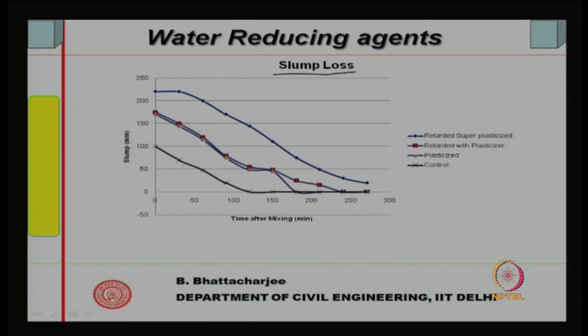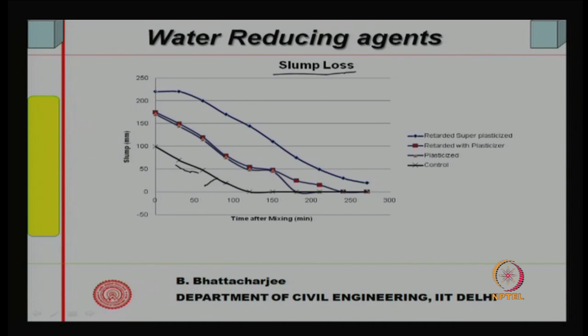So, setting time of the concrete here is important. Supposing you have control, this is your control concrete without anything. Here is the slump, and this slump became practically 0 after, let us say, some time, say 100 or 120 minutes after mixing. Now, you have plasticized one, that is this line. Initially it is high, and obviously it is retained for a longer period of time. If you have a plasticizer cum retarder, it is still retained for a longer period of time. So, it is nearly doubling the time when slump becomes 0, but anyway you might require some fixed slump. So, it can retain for a longer period of time with plasticizer.